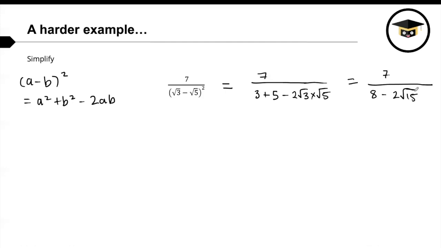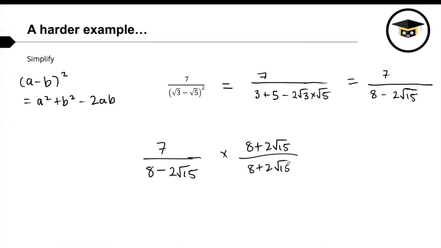Now, what is the conjugate of 8 minus 2 root 15? Well, the conjugate is going to be 8 plus 2 root 15. And so we're going to multiply the top and bottom by 8 plus 2 root 15. So just do that now. And like always, we should use brackets just to make things easier for ourselves. And so the denominator is going to be difference of squares. So 8 squared is just 64.